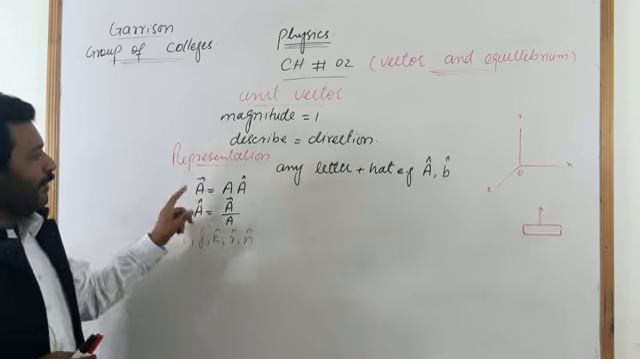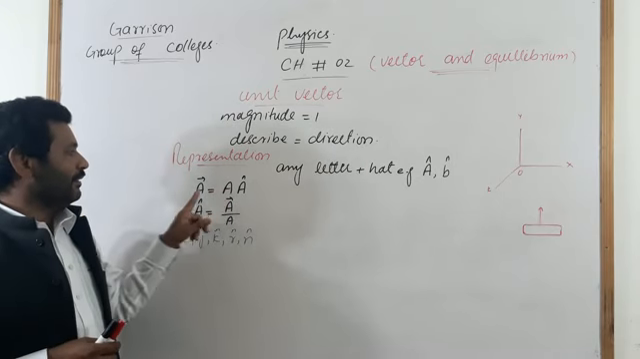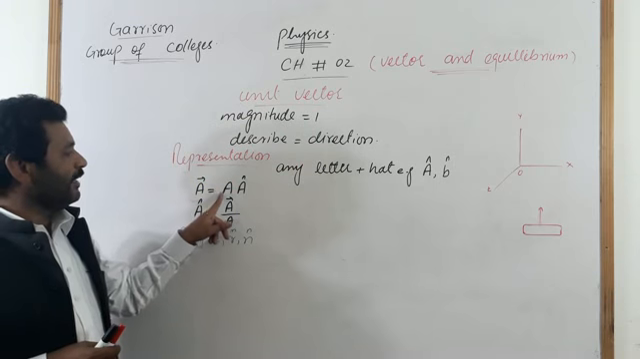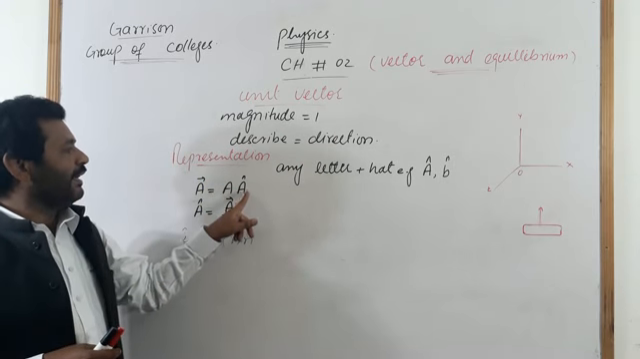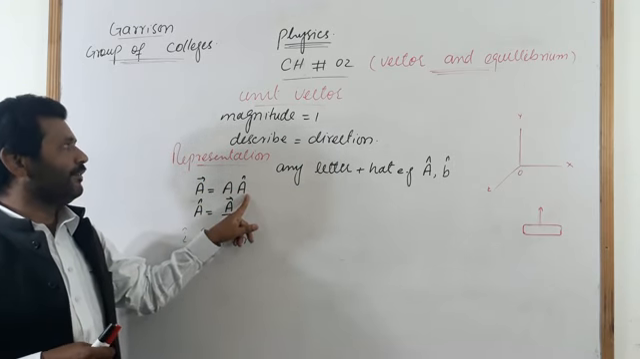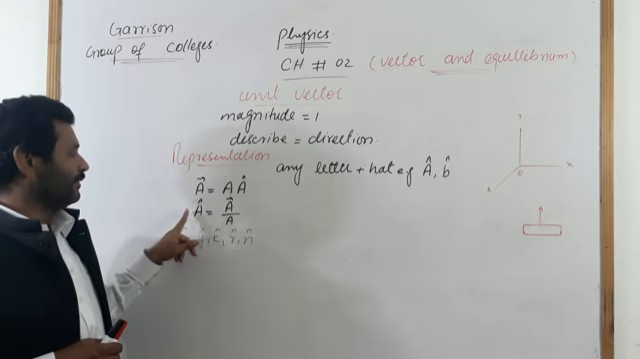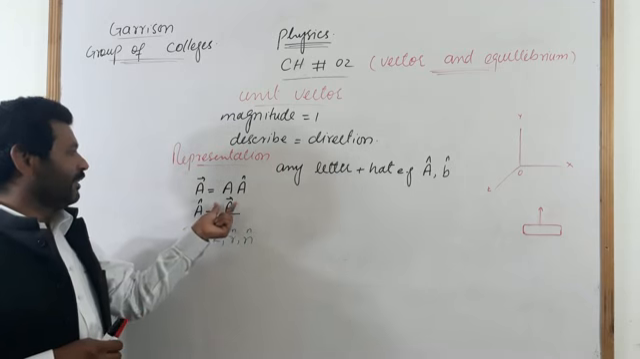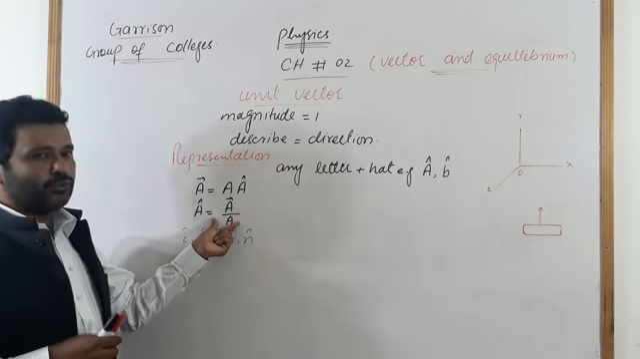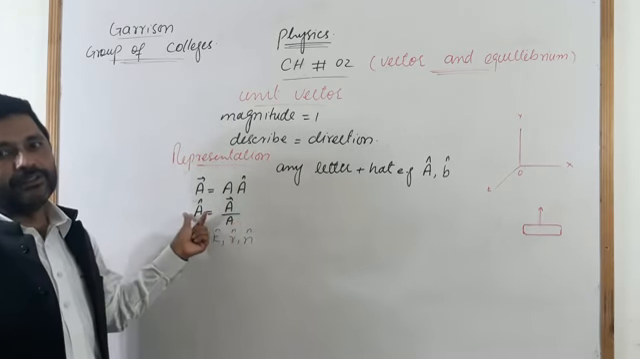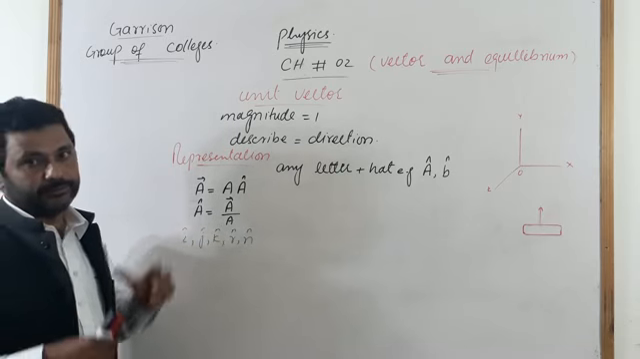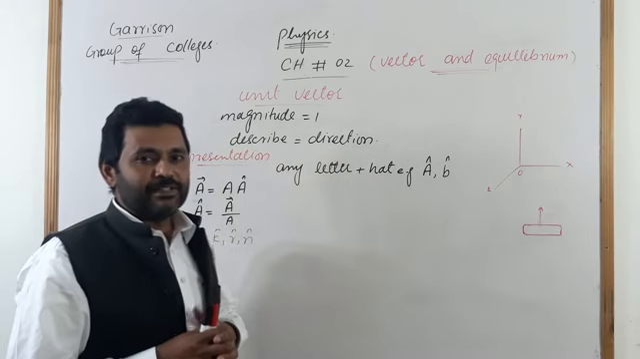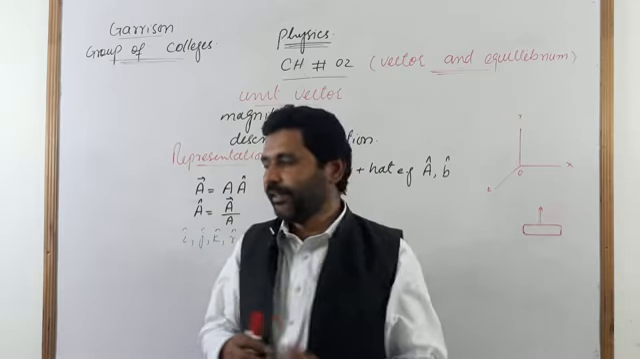A vector having magnitude and direction, in this case vector A is the magnitude and this is the direction, means a unit vector. A unit vector is mathematically represented as a vector divided by its magnitude. There are 5 types of unit vector.